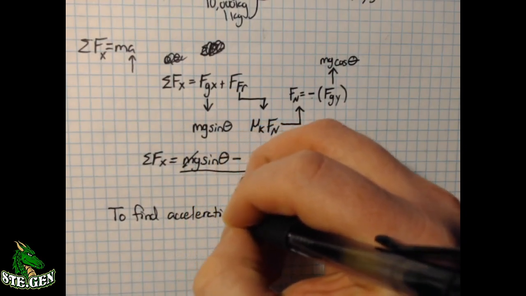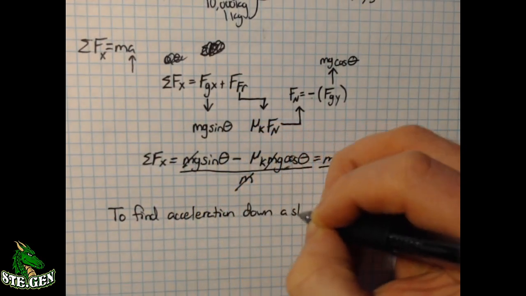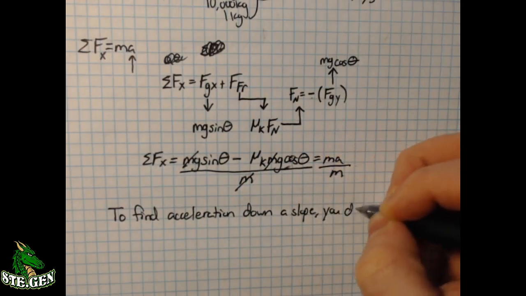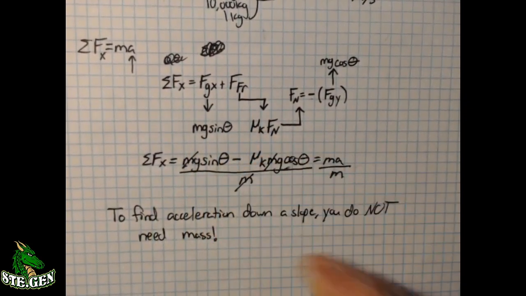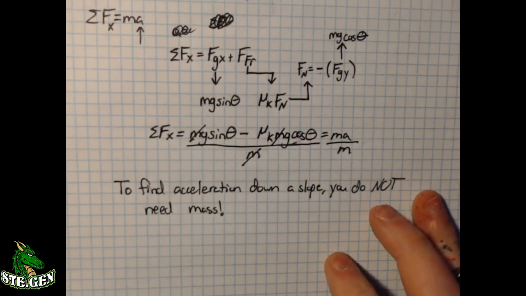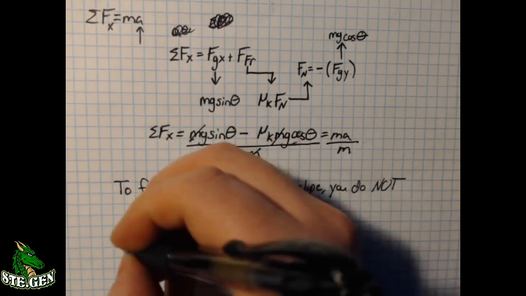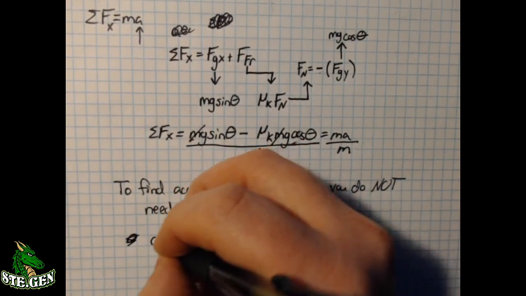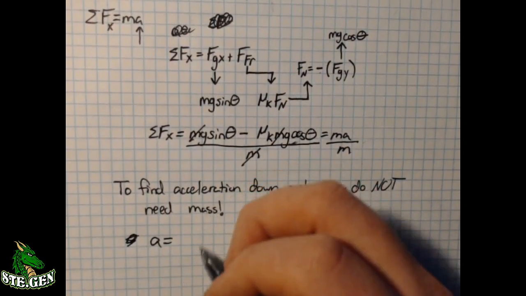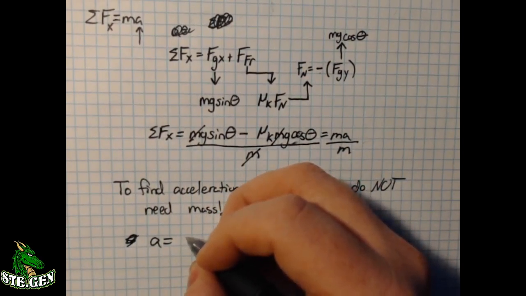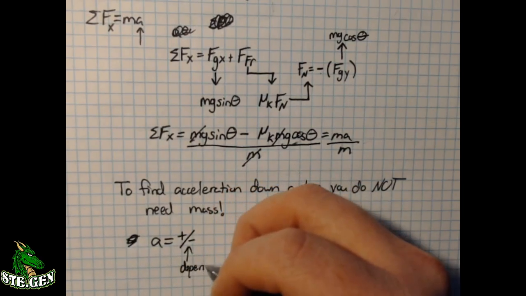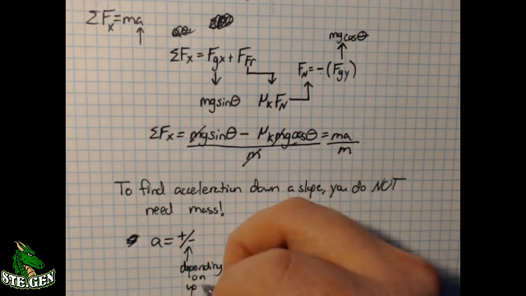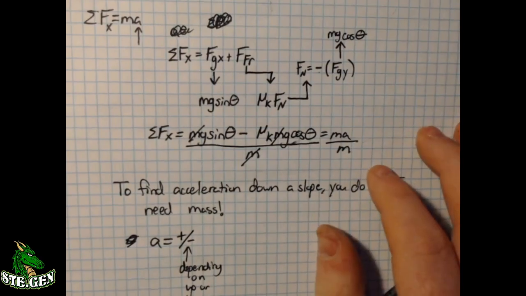Which means to find acceleration down a slope, you do not need mass. You actually don't have to have mass to find the acceleration of an object going down a slope. So the equation you'll use is acceleration is equal to, and this part here is a little bit weird, so it's going to be plus or minus depending on up or down in this case.